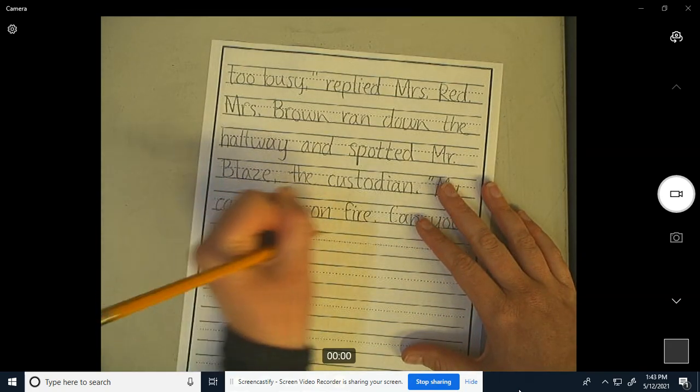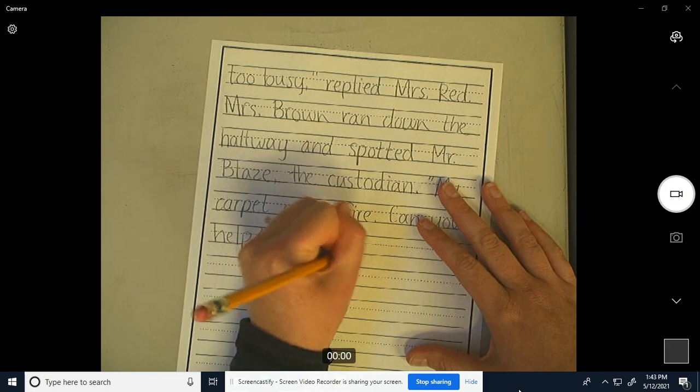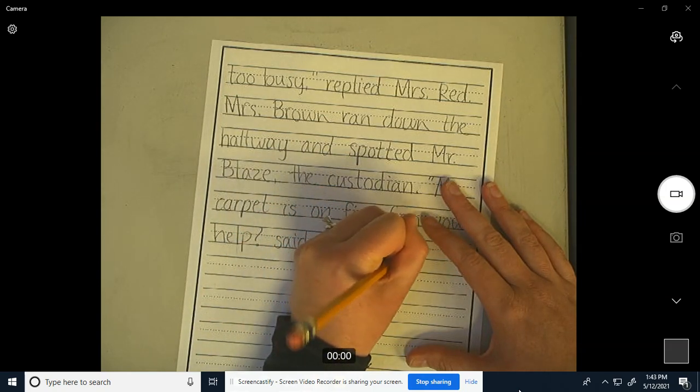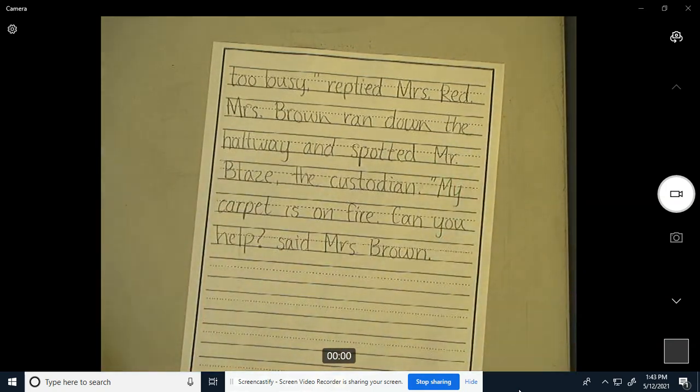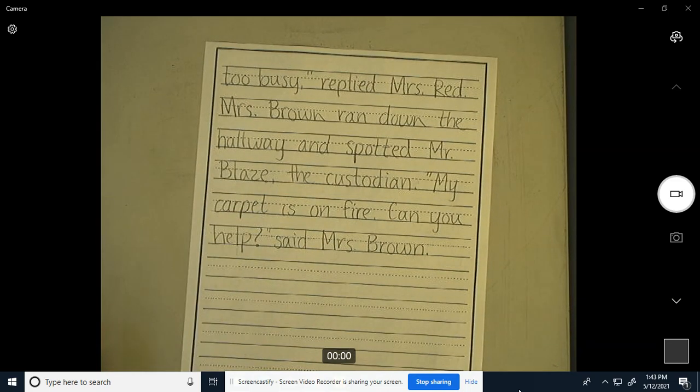Said Mrs. Brown. You have to have those quotation marks to end that. Okay. My carpet is on fire. Can you help? Said Mrs. Brown. And he's going to say the same thing. I am far too busy.